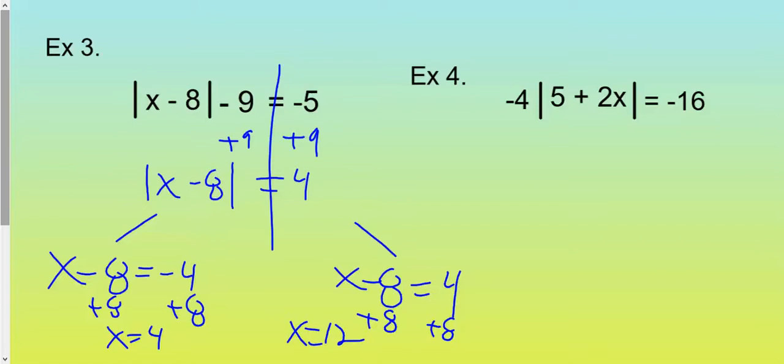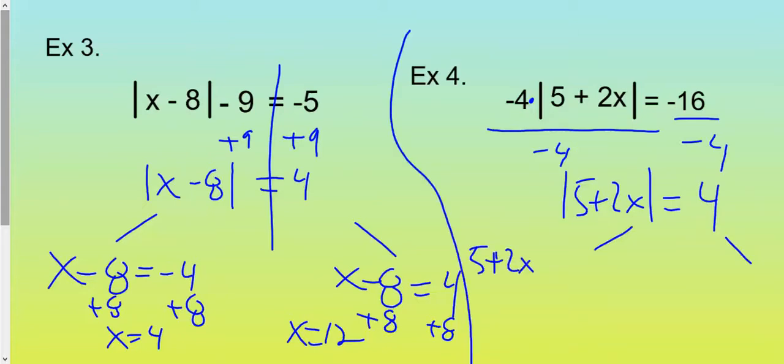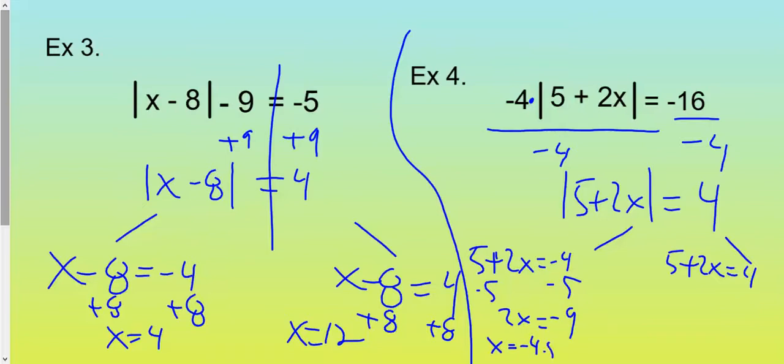So here's another example. We're going to divide this one by negative 4 because this is negative 4 times the absolute value, so let's divide there. 5 plus 2x. And then once you have the absolute value part, split it up into your two different problems. 5 plus 2x is equal to negative 4. 5 plus 2x is equal to positive 4. I'm going to subtract 5. 2x is equal to negative 9. Divide by 2. x equals negative 4.5. Subtract 5 here. 2x equals negative 1. Divide by 2 to get negative 1/2.